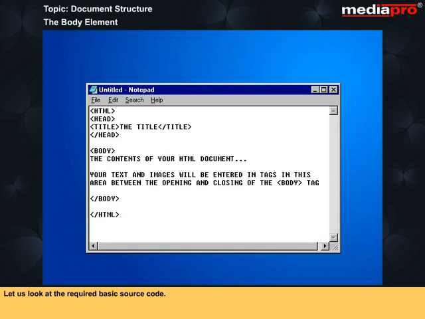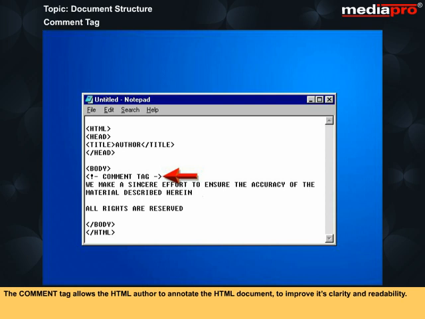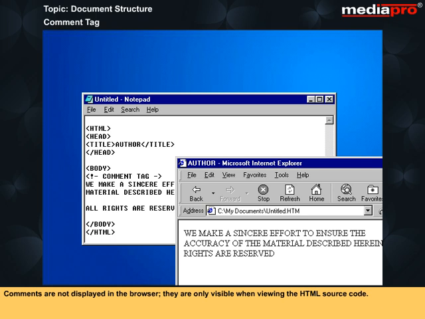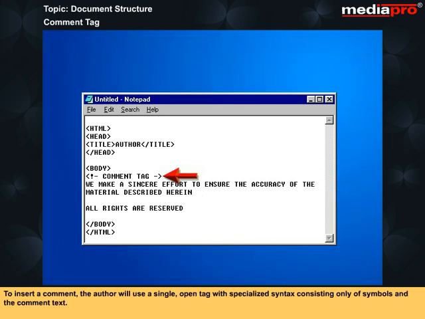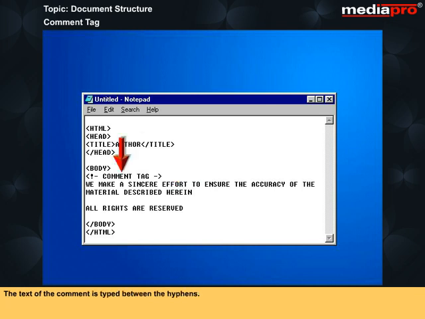Let us look at the required basic source code. The comment tag allows the HTML author to annotate the HTML document to improve its clarity and readability. Comments are not displayed in the browser. They are only visible when viewing the HTML source code. To insert a comment, the author will use a single open tag with specialized syntax consisting only of symbols and the comment text. The text of the comment is typed between the hyphens.